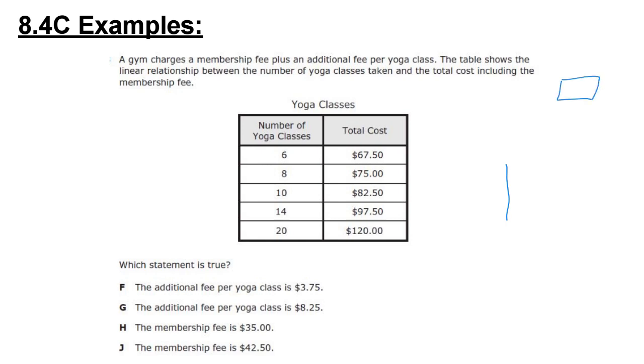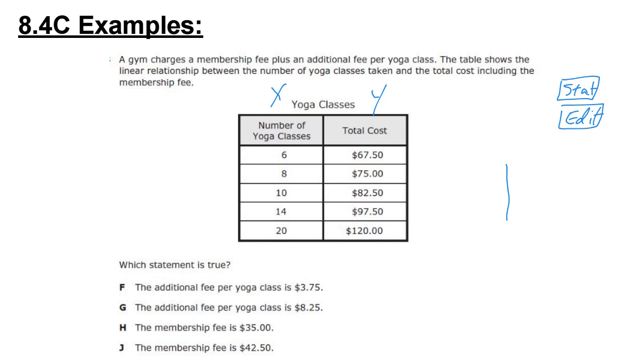You're going to hit Stat, Edit, put in your table, and I'll do that here. You won't be able to see it on this screen, but I'll do it as well. So we're going to hit Stat, Enter, and then we're going to put in our X. Here's your X, here's your Y. So we're going to put in 6, enter, 8, 10, 14, and 20.